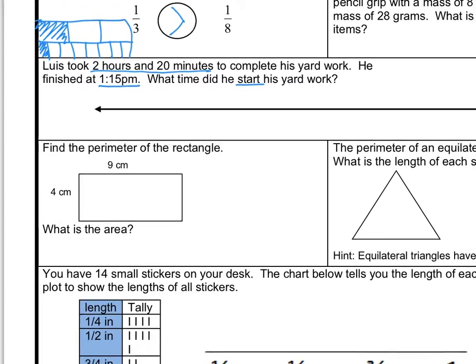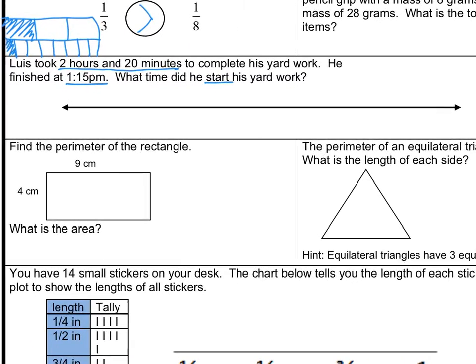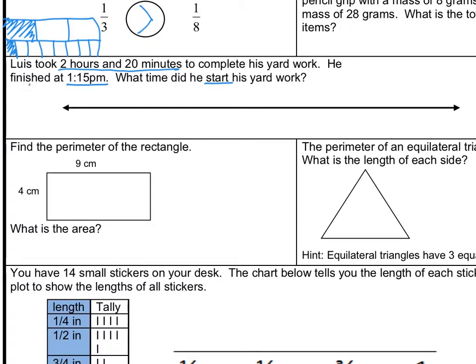So we're going to be going backwards today. And we know he finished at 1:15. So I'm going to start all the way over here at 1:15 p.m. And it took him 2 hours and 20 minutes. So we're going to do jumps. The first jump backwards, let's do an hour jump backwards. So from 1:15 backwards an hour, that takes us to 12:15. And that's still p.m. But now let's go back another hour.